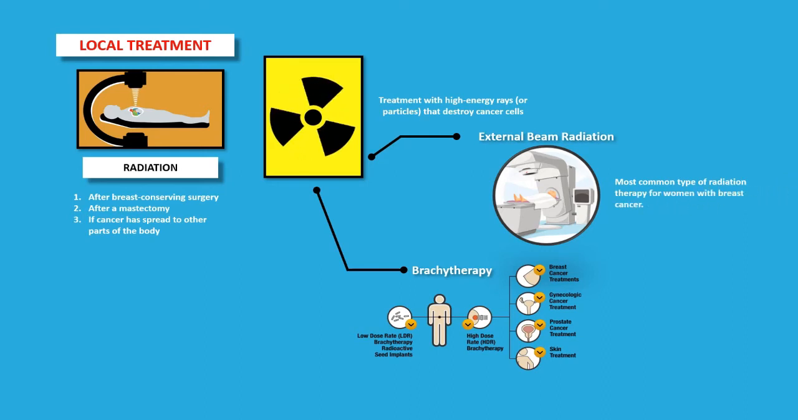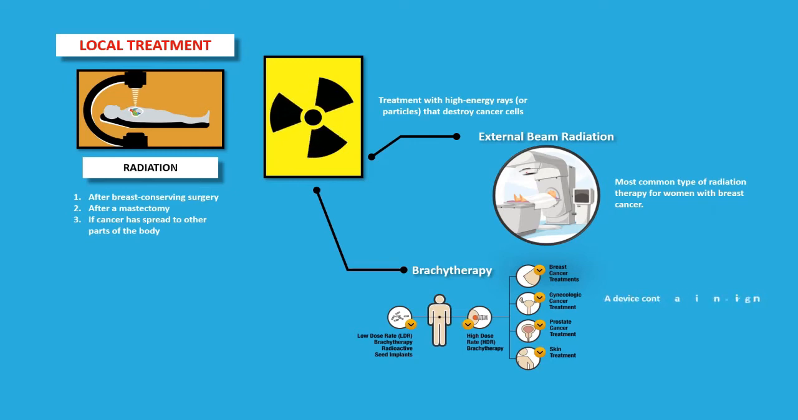A machine outside the body focuses the radiation on the area affected by the cancer. Which area needs radiation depends on whether you had a mastectomy or breast conserving surgery, and whether or not the cancer has reached nearby lymph nodes.